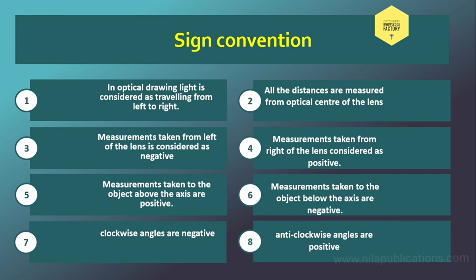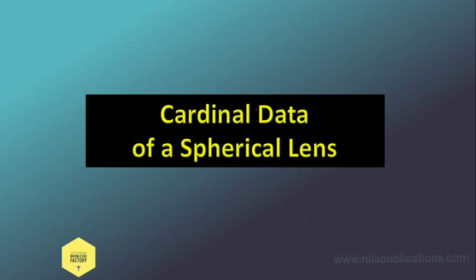Measurements taken above the principal axis are positive and below the principal axis are negative. Clockwise angles are negative and anti-clockwise angles are positive. These are the 8 points of sign convention. Then cardinal data of a spherical lens.